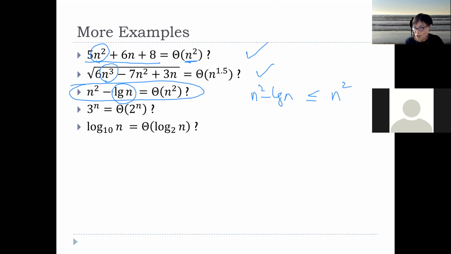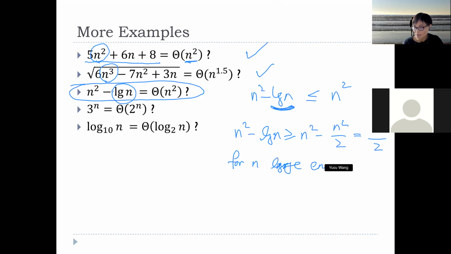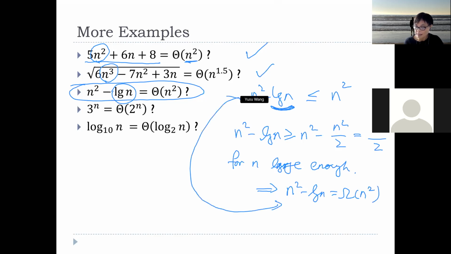And because this is so small, we know that for n large enough, this is clearly bigger than, say, n squared over 2, because for n large enough, log n is smaller than n squared over 2. So for n large enough, we have this. This means that we also have the lower bound relation. Combine this and this, we show that they have the big theta relation. So that's what we have.